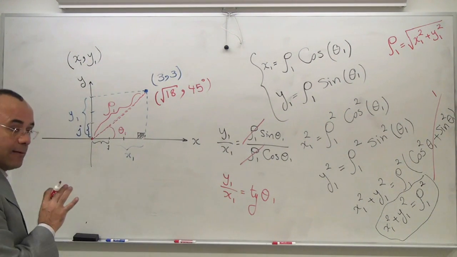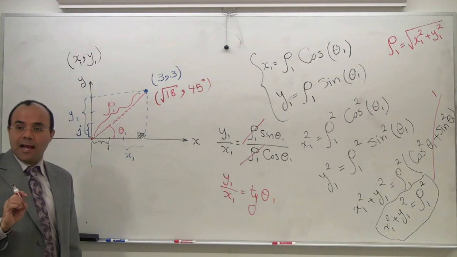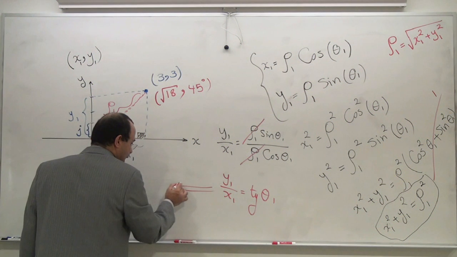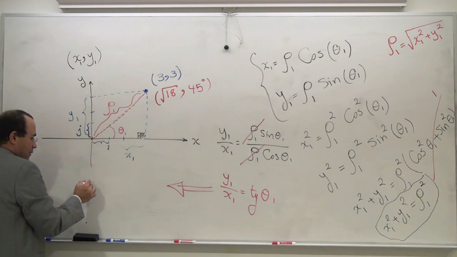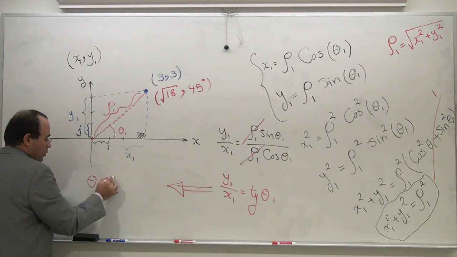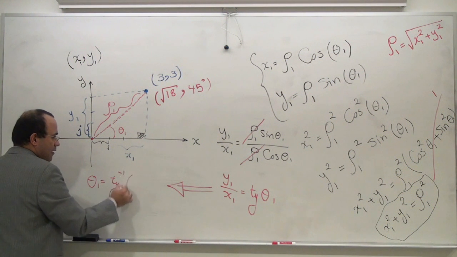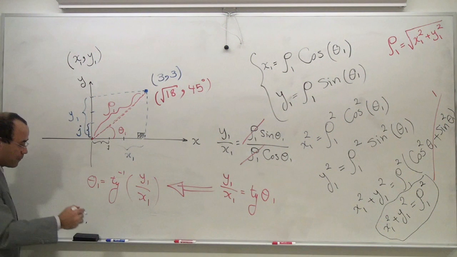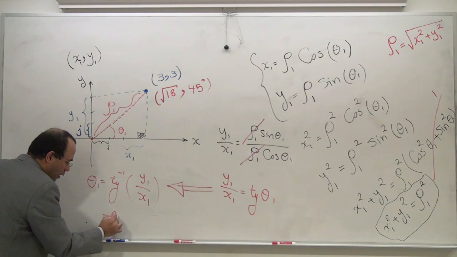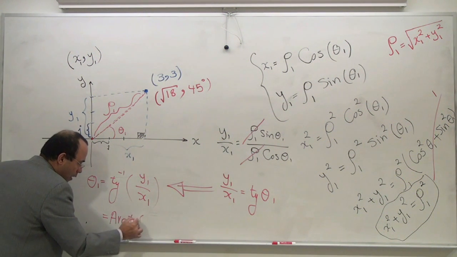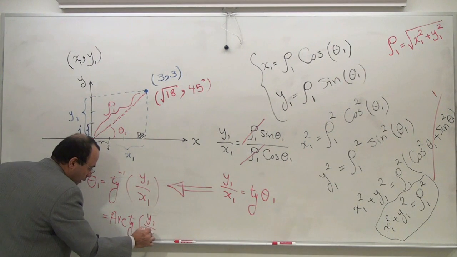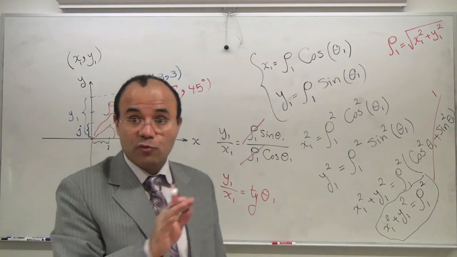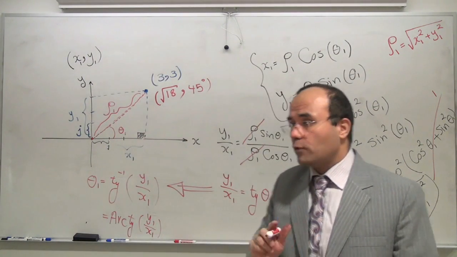This is okay. But people come back and say something that may not be true. You cannot say that theta 1 is equal to tangent inverse of y1 over x1. You can't say this is equal to arctangent of y1 divided by x1. That's not true. It's true sometimes, and not true at other times. I want to give you an example.